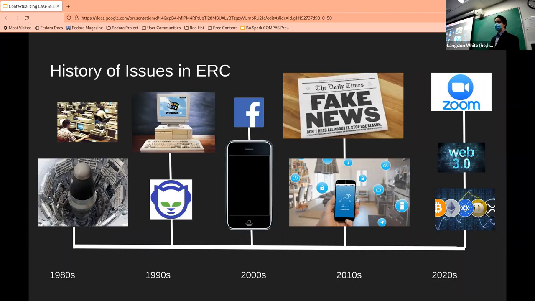In the 2010s, we start to get what's usually called ubiquitous computing, which is a fancy way of saying computers are everywhere. I have a computer sitting in my pocket right now that I'm just not using.